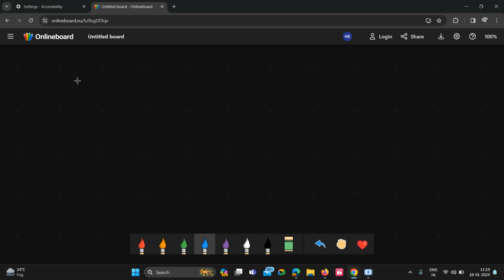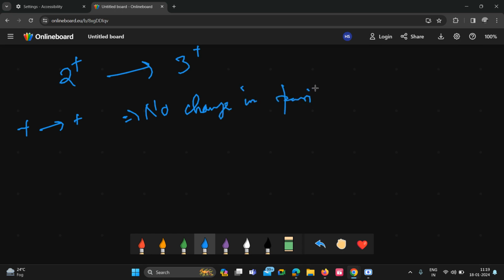For example, 2 plus to 3 plus. First let's check. Plus to plus means no change in parity. No change in parity means del L is equal to 0. That means the reaction is allowed.